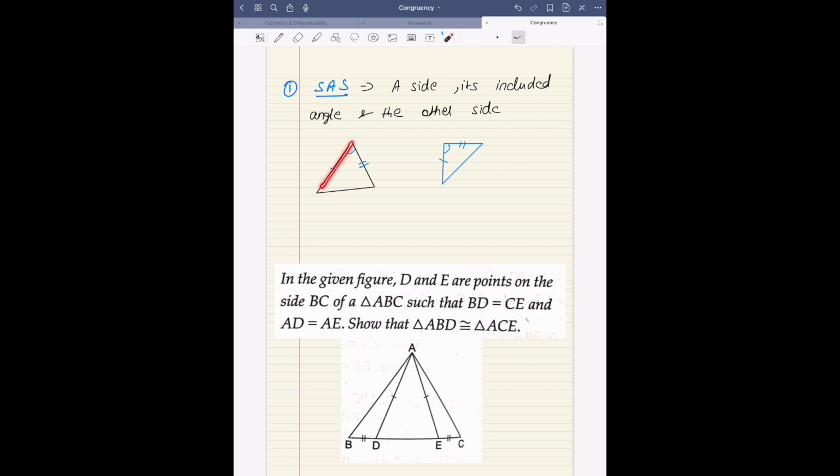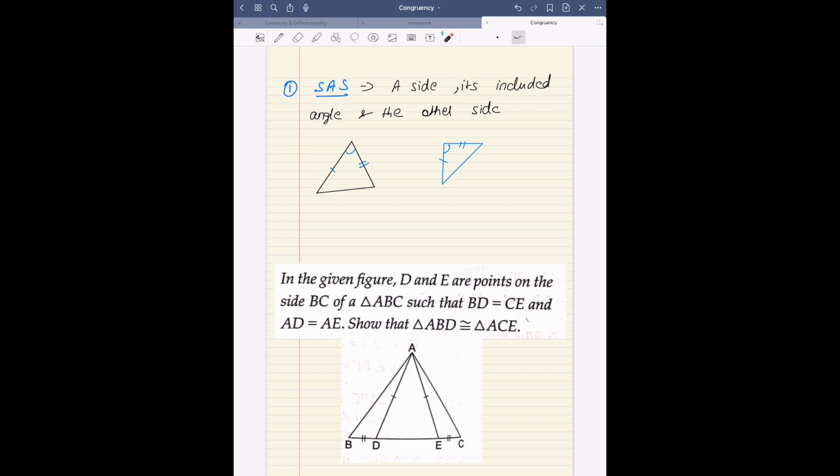So what does it mean? S, A, S. It means one side, its included angle, meaning this angle should be included. We can't take these two because it's not between these two sides. It has to be between these two sides. That's the important part. And the other side, which is this. So side and its included angle. If you know this from the question, or if you derive it from the question, then you can say that by SAS, these two triangles are congruent, right?